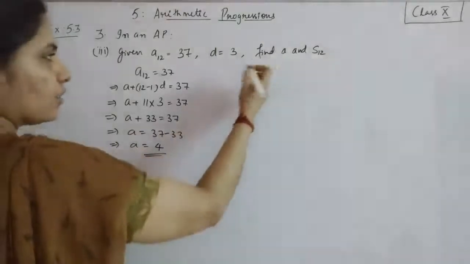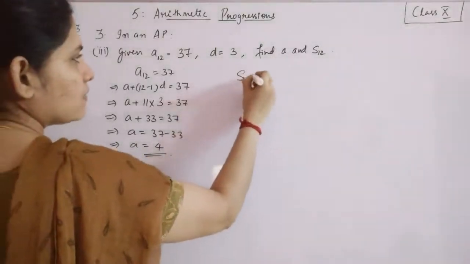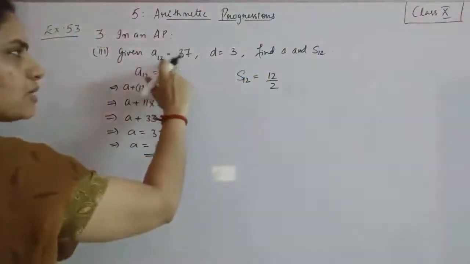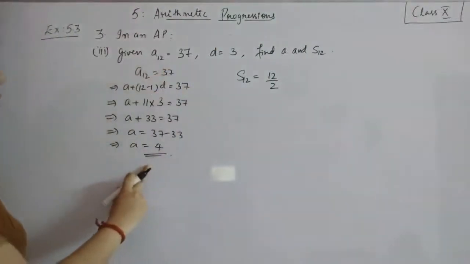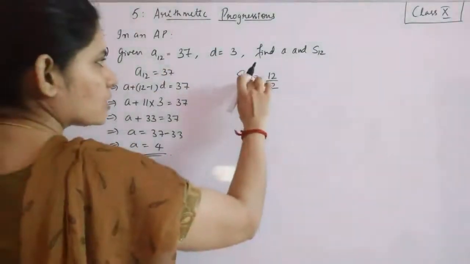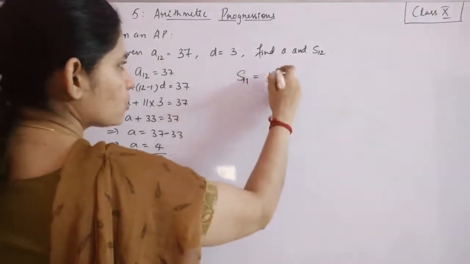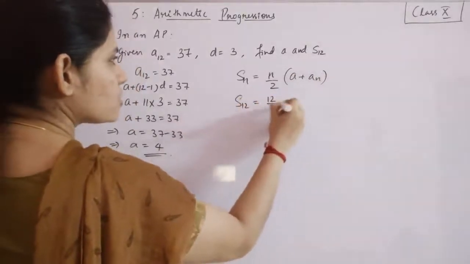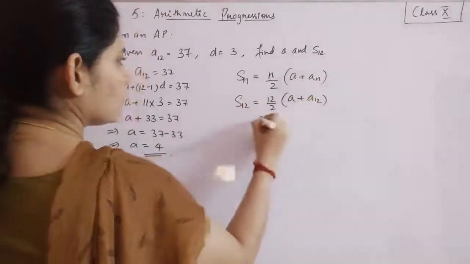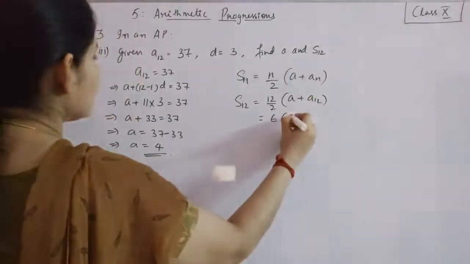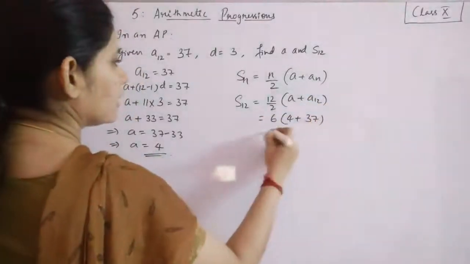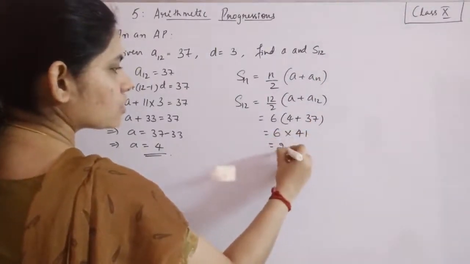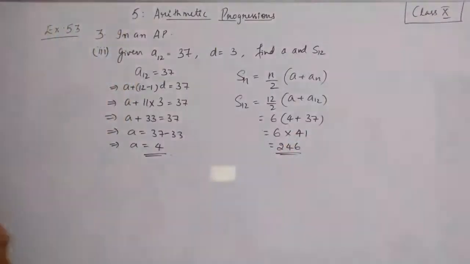That is your a. Now you have to find out S12. Here a12 is given and a you have got, so you can use the formula Sn is equal to n by 2 into (a plus an). So S12 is equal to 12 by 2 into (a plus a12). What is this? 6 into (a is 4 plus a12 is 37). So it is 6 into 41, and this is your 246.